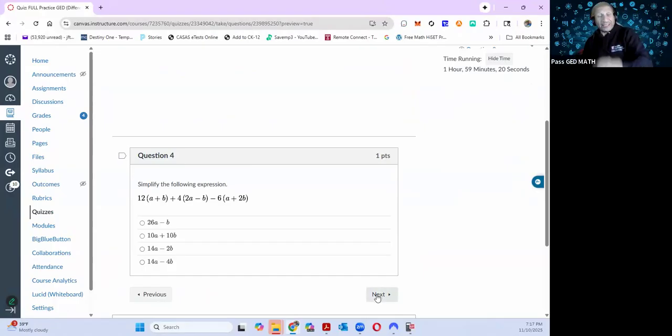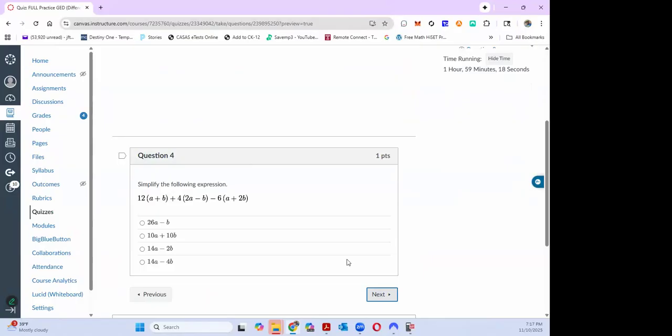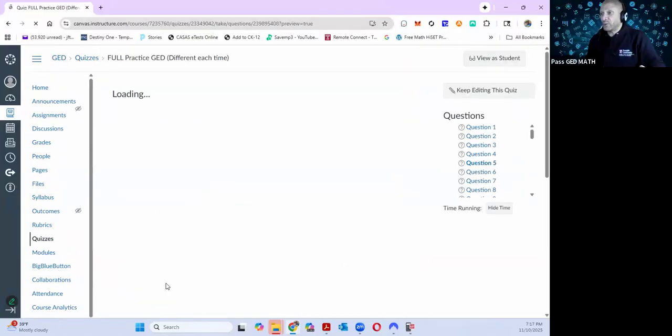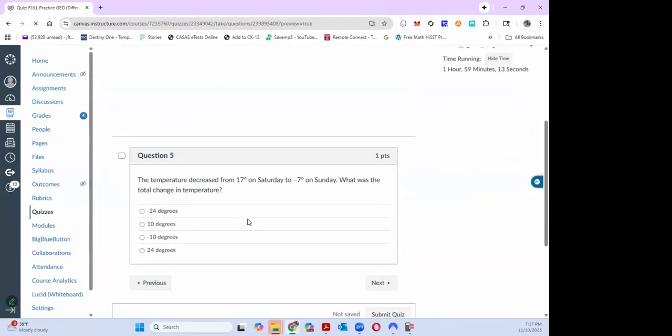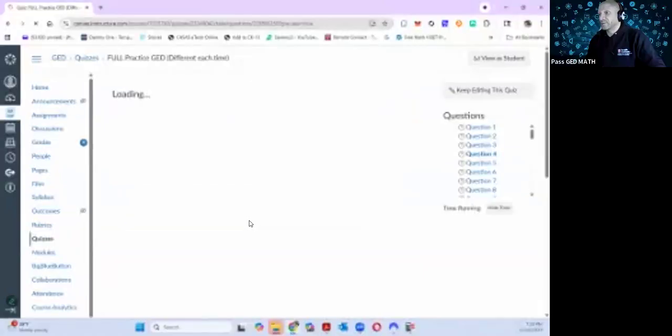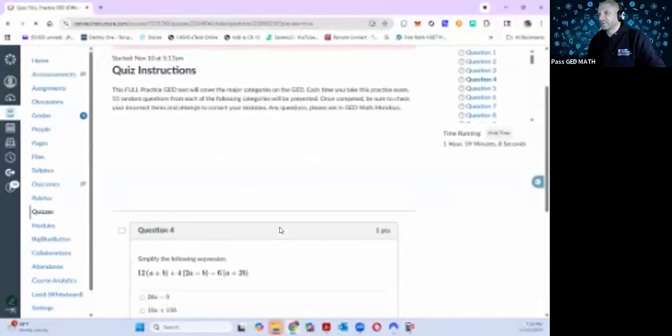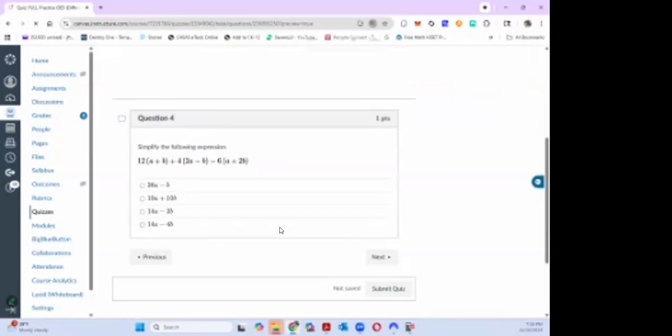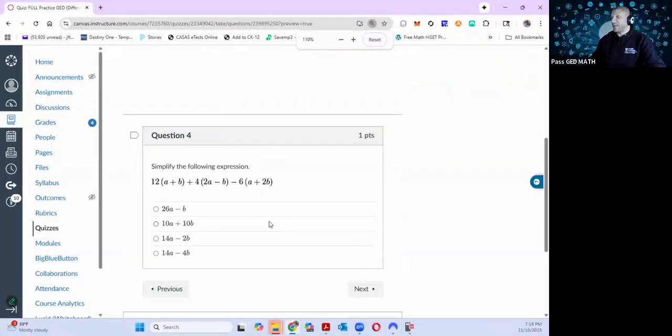So every time you take this test, it's going to have a different one. The one you just went over, simplifying? This one right here? That's the one you're talking about? All right, simplify the following equation.